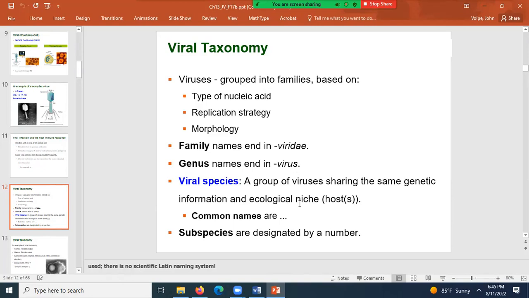COVID-19 mutates much more frequently, and they expect that we will have to get a vaccine about every 6 months. They don't know exactly how long it'll be. It might be, if we're lucky, every year. But so far, it looks like it's going to be about every 6 months. You'll need to get a vaccine.